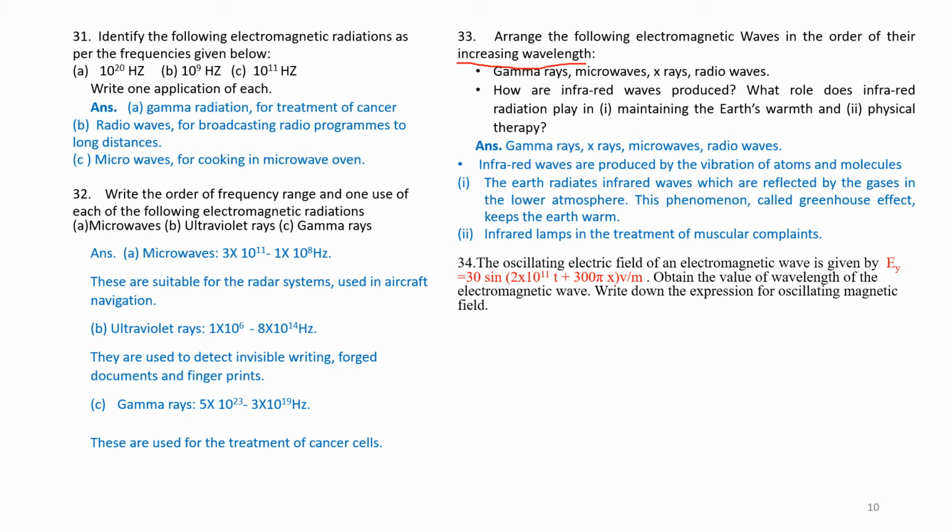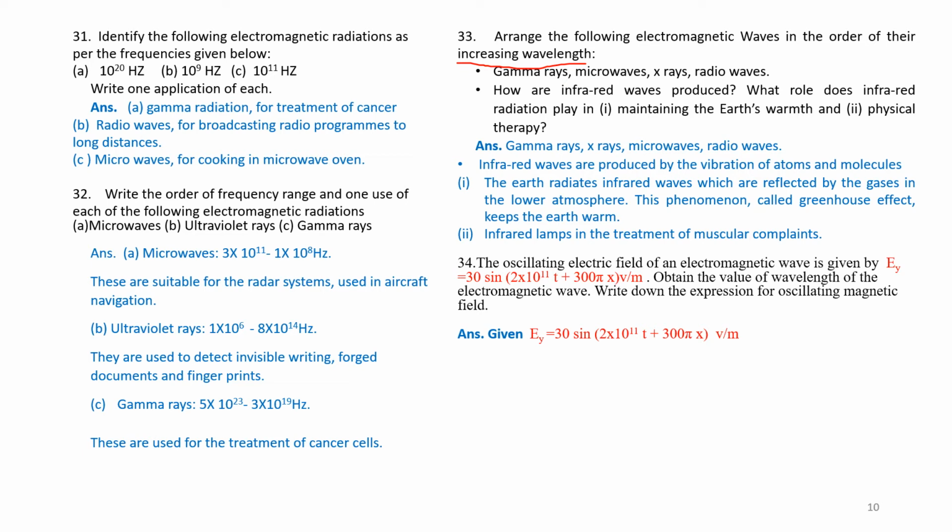Question number 34. The oscillating electric field of an electromagnetic wave is given by Ey equals 30 sine of (2 into 10 to the power of 11 t plus 300 pi x) volts per meter. Obtain the value of the wavelength of the electromagnetic wave. Write down the expression for the oscillating magnetic field.